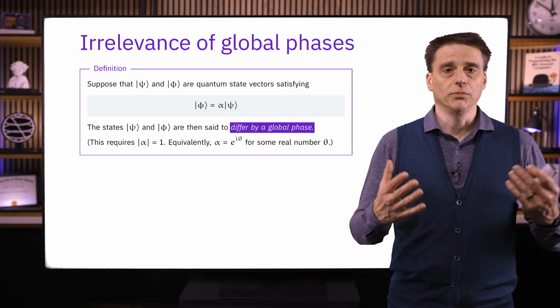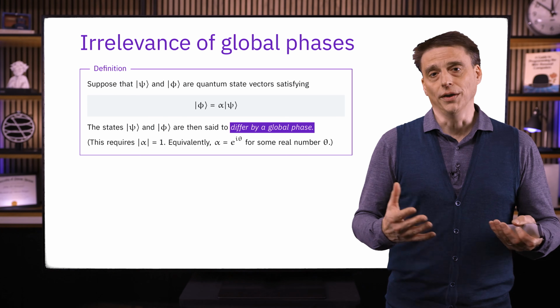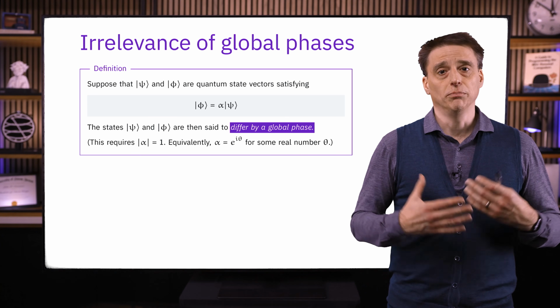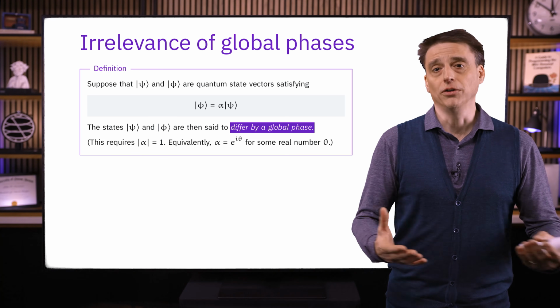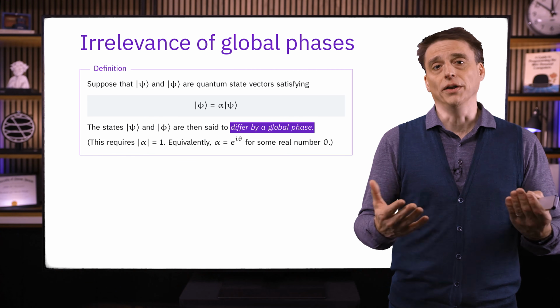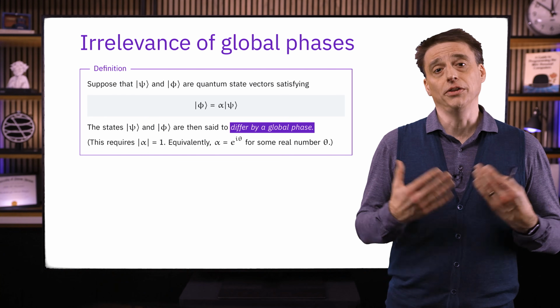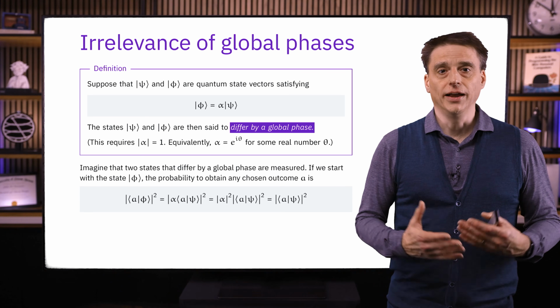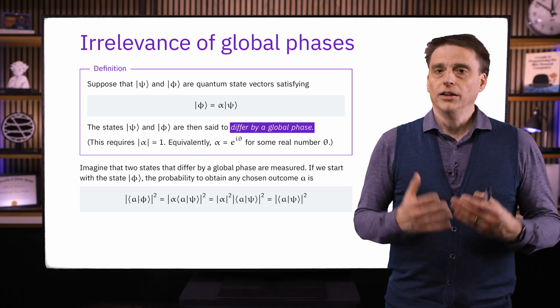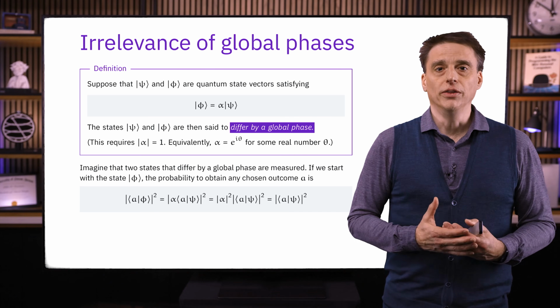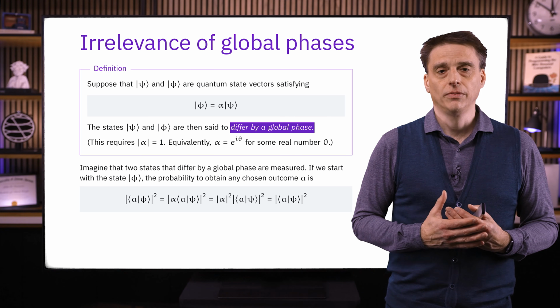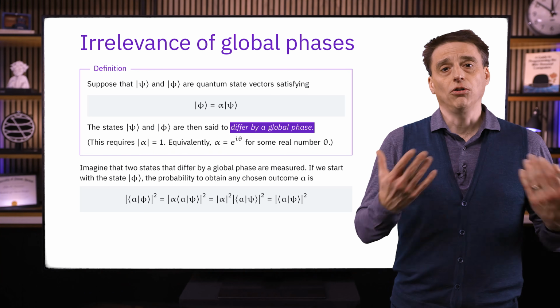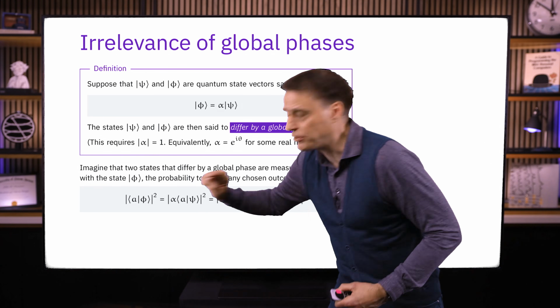Notice that because quantum state vectors have Euclidean norm equal to 1, the only way that this equation can possibly be true is if the absolute value of this complex number is equal to 1. So alpha must lie on the unit circle. Let's imagine that we have 2 quantum states like this that differ by a global phase, and suppose that we measure the state phi with a standard basis measurement. The probability to get any outcome A is given by this expression right here.